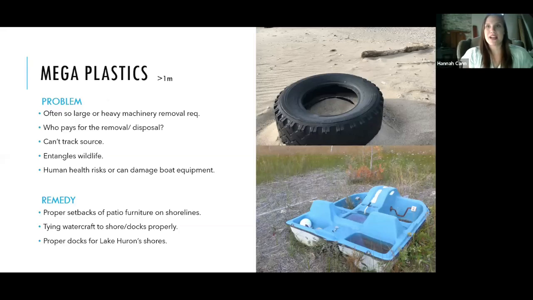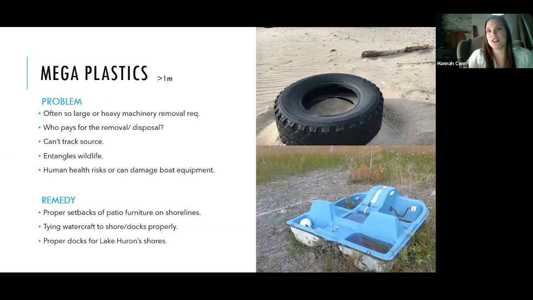And lastly, the megaplastics. Those are over 1 meter. And tires, there's a pedal boat down here at the bottom. So the problem with these is that they're often so large that they require heavy machinery to remove. And this is not something that a lot of landowners have. There's a lot of machinery bylaws along the shoreline where you can't actually drive machinery onto the shoreline. And then who pays for the removal of these?